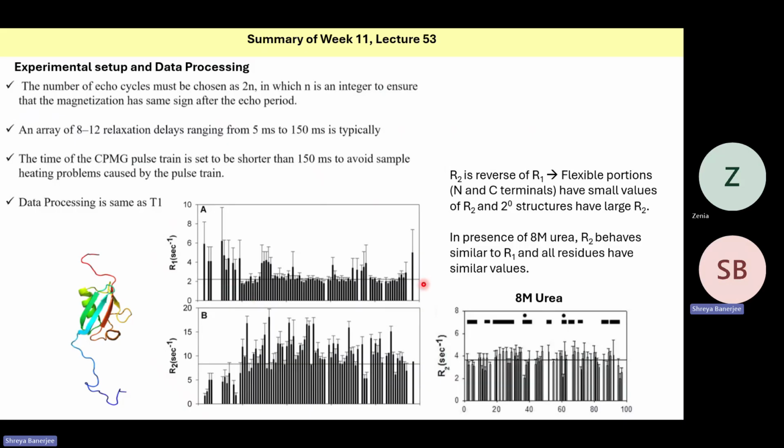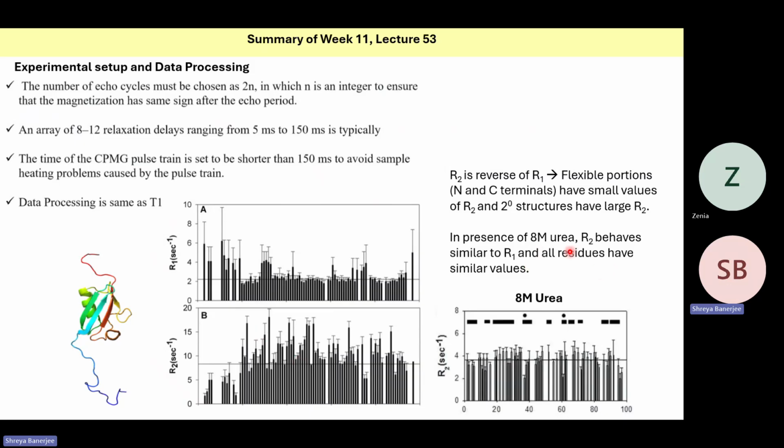R2 is the exact opposite. So R2 is the reverse of R1. Flexible portions, that is N and C terminal, have low R2 values. So N terminal, low R2, C terminal, low R2. And in between, there are the loop regions, they also have low R2. And the rigid regions that are confined in a secondary structure have high R2 values. So R2 is exactly the opposite of R1.